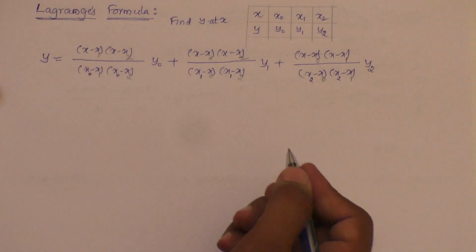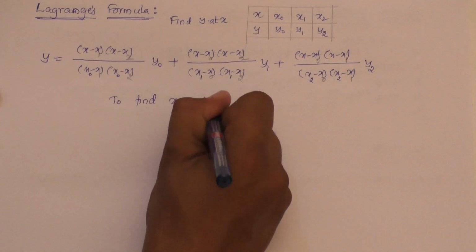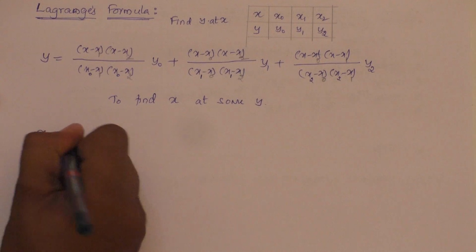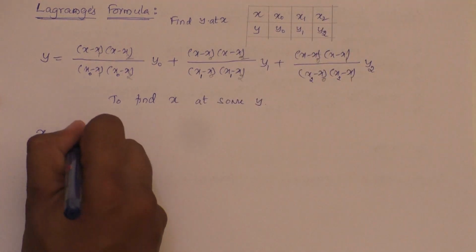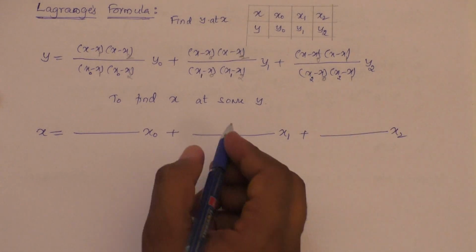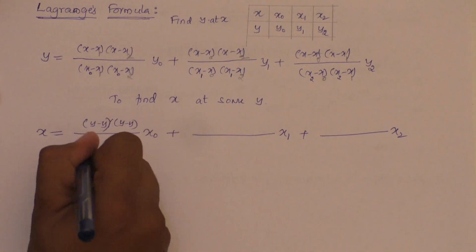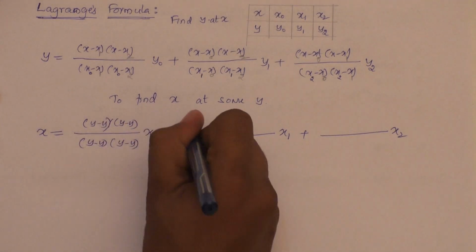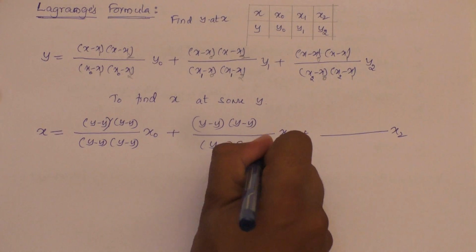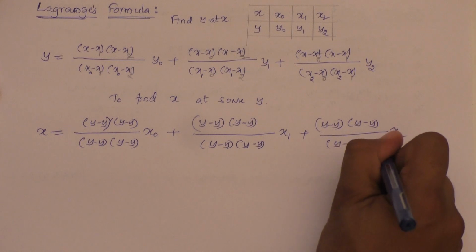Now let us interchange y and x. If you want to find x at some y, write the expression as x equal to 3 terms: divided by, x naught, plus divided by, x1, plus divided by, x2. The numerator and denominator have differences. Here x we have already written, so the numerator is y minus y, y minus y, the denominator 2 differences y minus y, y minus y, like this.